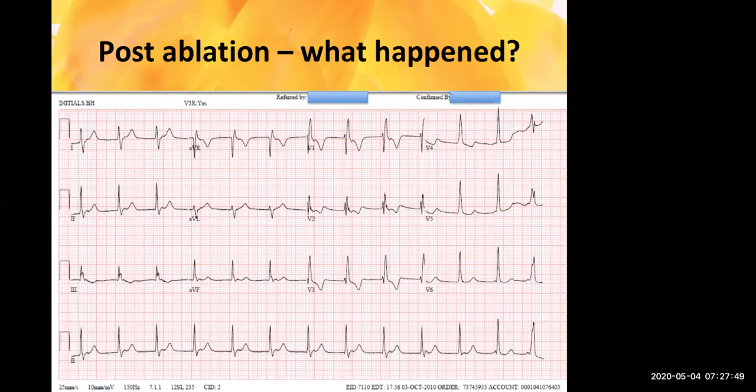I can see that the delta wave is no longer seen, but I also don't see a P wave before each QRS. And actually, I think I see a retrograde P wave after the QRS, especially in that rhythm strip we have at the very bottom in lead 2.